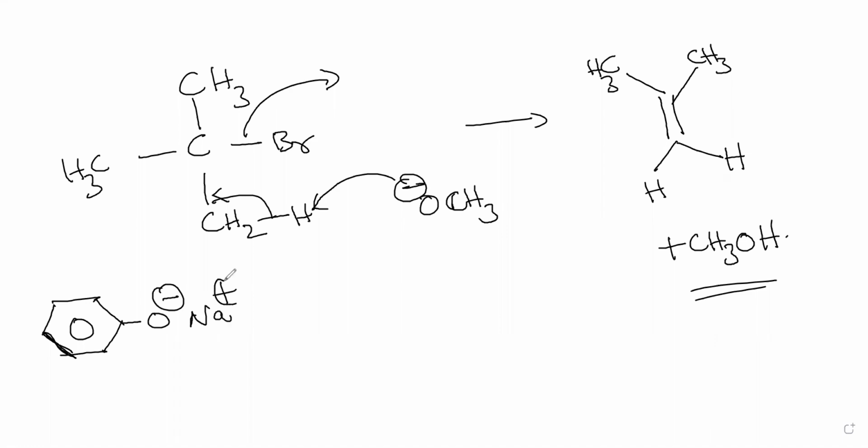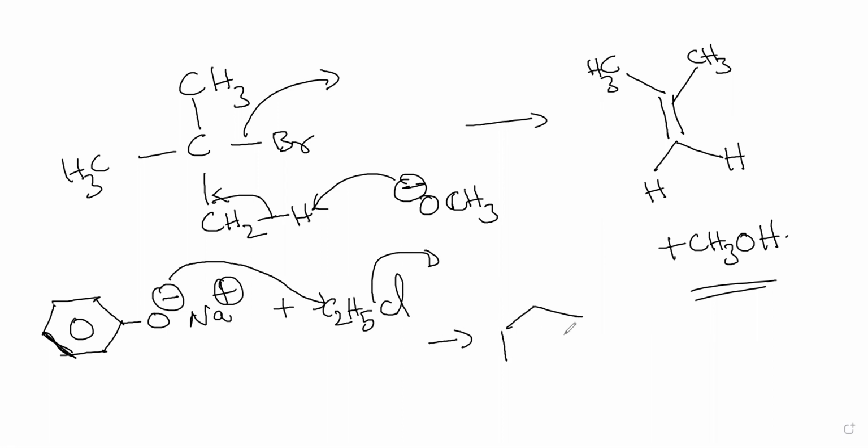I'm fine. So this one is there. Suppose this is phenoxide. So you have this the other one. The phenoxide reacts with C2H5Cl. So it's the same Williamson synthesis. So it attacks here, chloride is out. So you get ethoxybenzene this way.